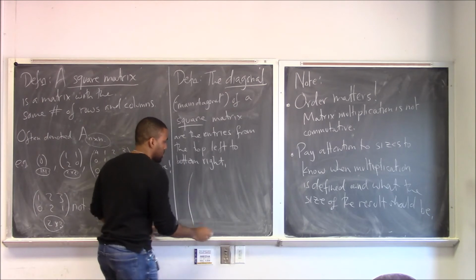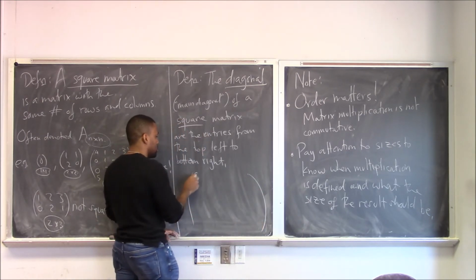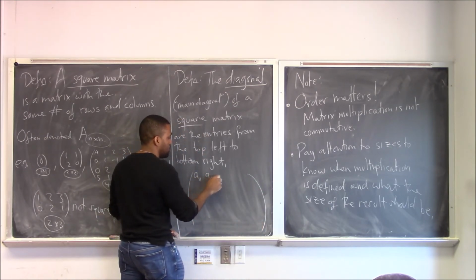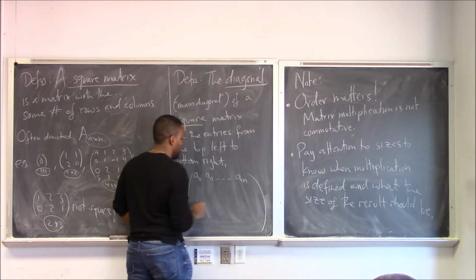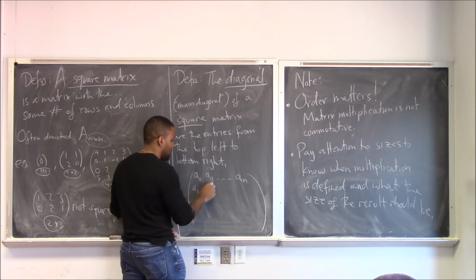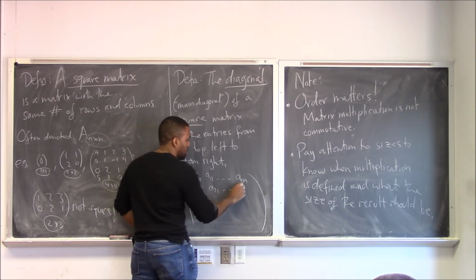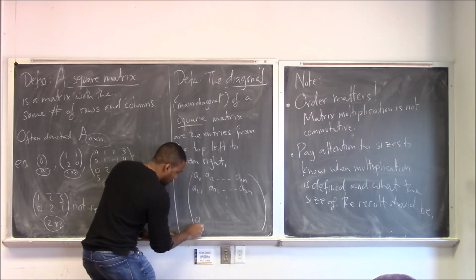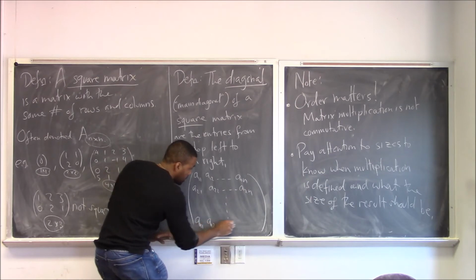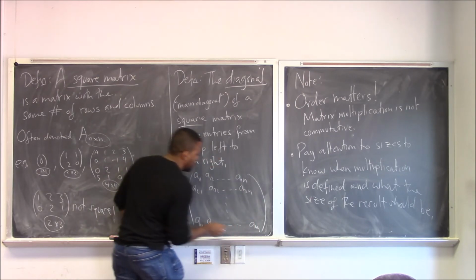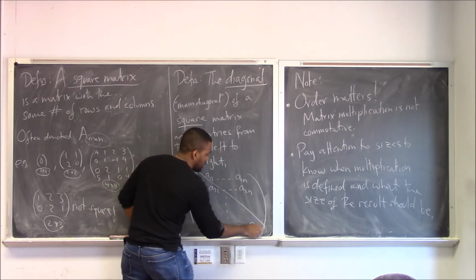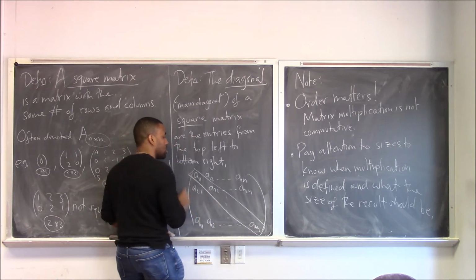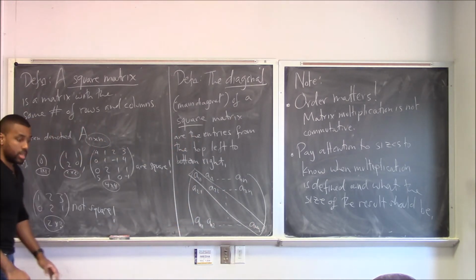So you can have this huge matrix, like A11, A12, all the way down to A1n, A2n, all the way down to An1, An2, all the way down to Ann. If you look at this sequence of numbers here, that is called the diagonal of the matrix, or the main diagonal of the matrix.